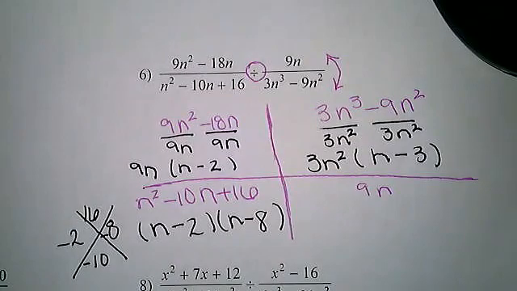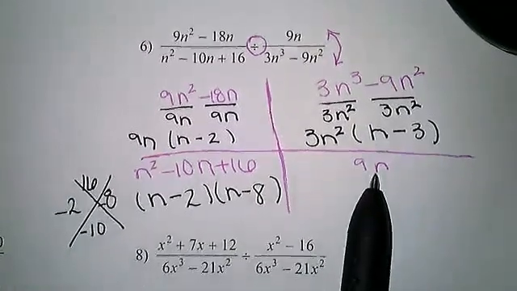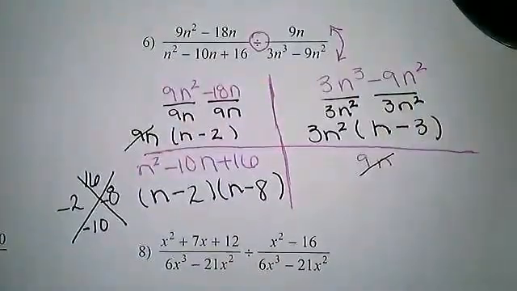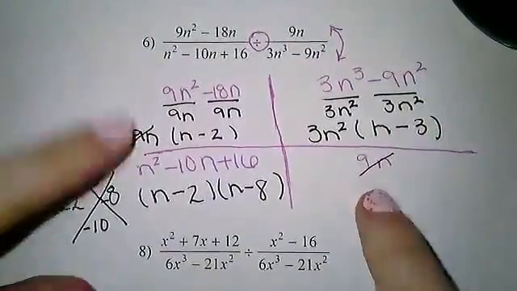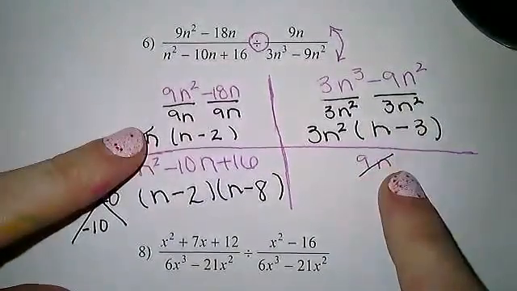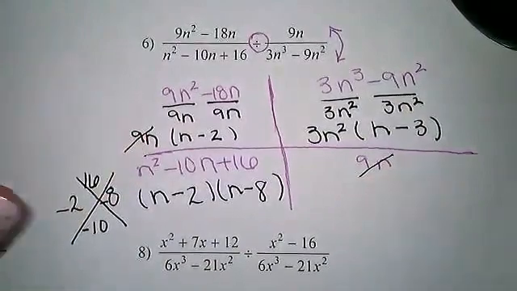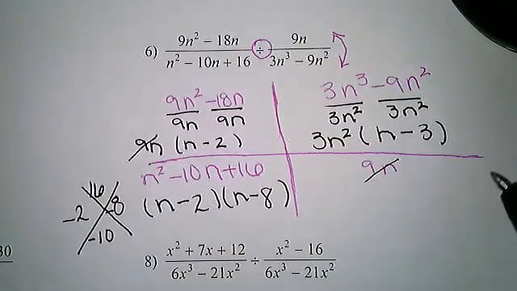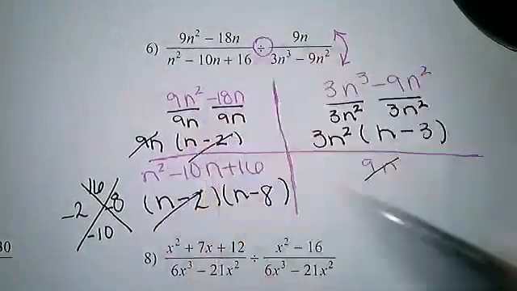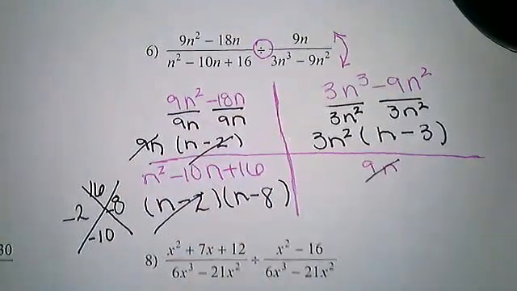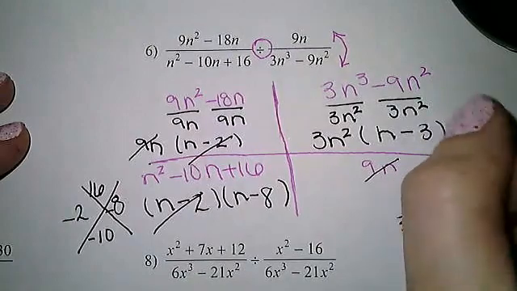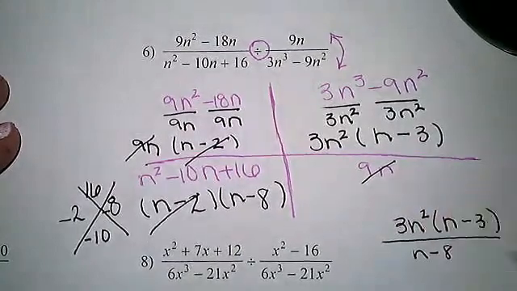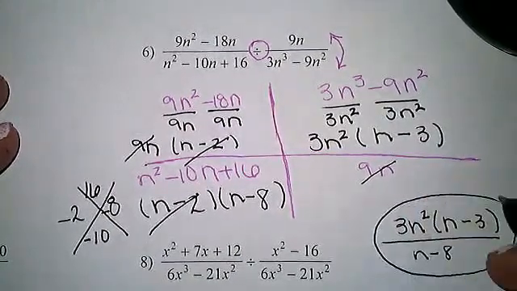All right. This one is already factored. And then you'll see that you have stuff that can cancel. Sometimes these numbers will be different, but they'll both have n's. So if that happens, you can cancel out the n's, but the numbers would stay. We also have n minus 2 and n minus 2. So that leaves us with 3n squared on the top and n minus 3, and n minus 8 on the bottom.